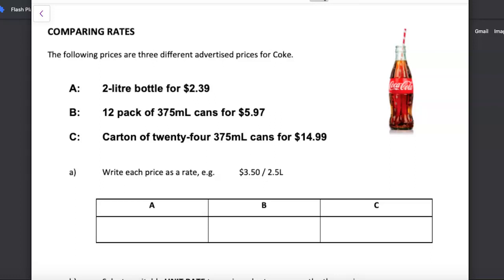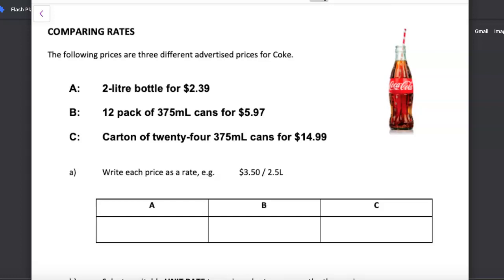Option A is a 2-litre bottle for $2.39. Option B is a 12-pack of 375 milliliter cans for $5.97. And option C is a carton of 24 of these cans for $14.99. So we're going to write each one of these as a rate so that we can compare them and see which one is the best buy.